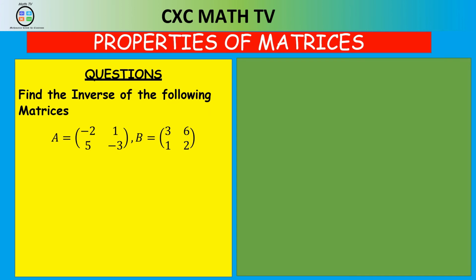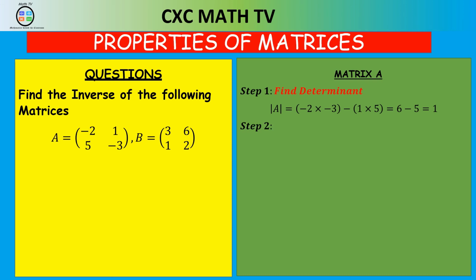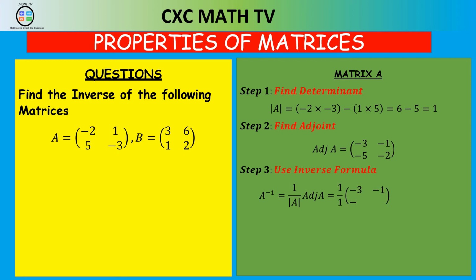As you should have paused and attempted, we're going to start by finding the determinant. So that's negative 2 times negative 3 minus 1 times 5. 6 minus 5 is 1. Next thing we do is find the adjoint of A. We interchange the negative 2 and the negative 3. Or multiply the 1 and the 5 times negative 1. So that's [-3, -1; -5, -2]. Then we use the inverse formula. 1 over the determinant, which is 1, times the adjoint, [-3, -1; -5, -2]. Now 1 times anything is just itself, and so the inverse of the matrix A is [-3, -1; -5, -2]. Cool.